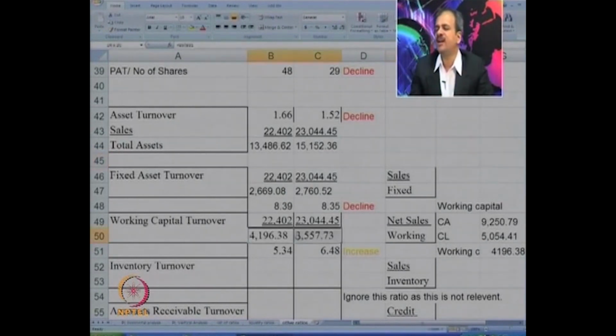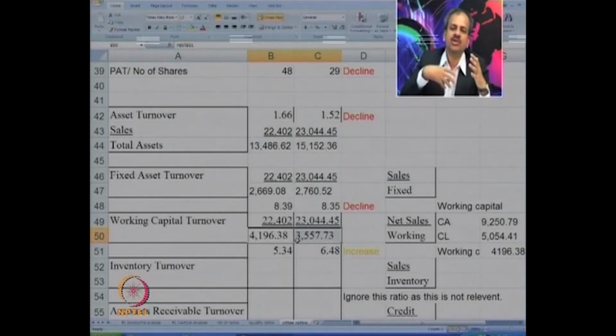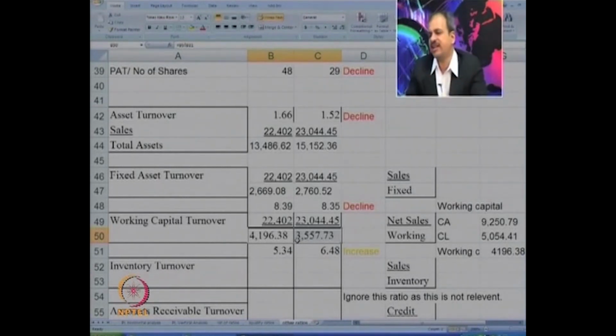If you look at the figures, you will realize that the working capital figure has decreased, and that is what has helped the company in increasing the utilization of working capital. In other words, they are able to generate more sales by using less working capital, which is a positive sign.